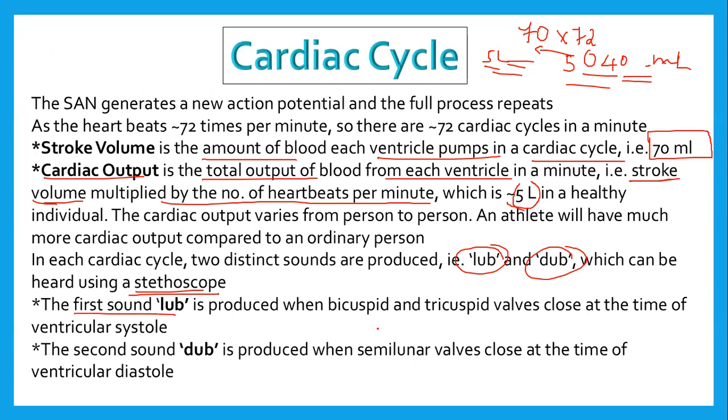The first sound is the lub, when the cuspid valve closes at the time of ventricular systole. The second sound is a dub sound, when the semilunar valve closes at the time of ventricular diastole. So these are the two main sounds that we hear using the stethoscope, that a doctor hears during the cardiac cycle.